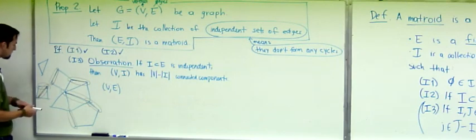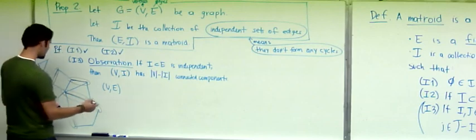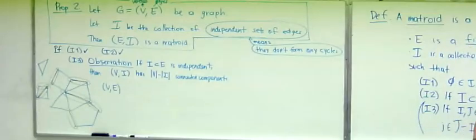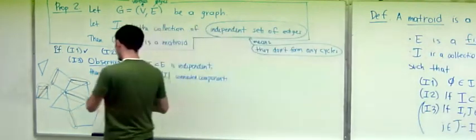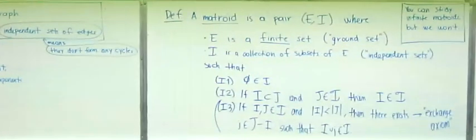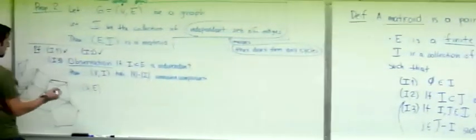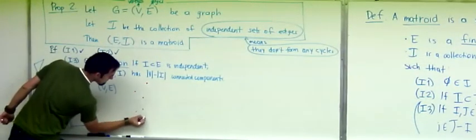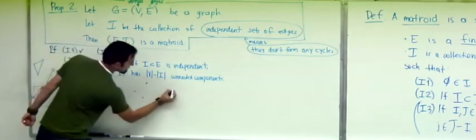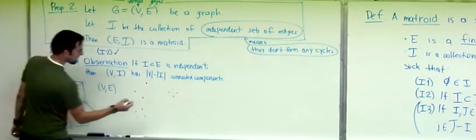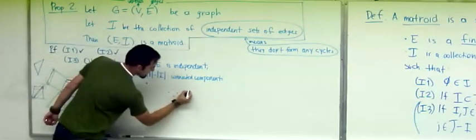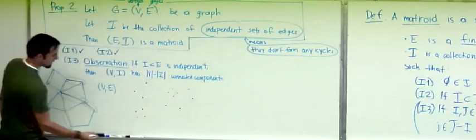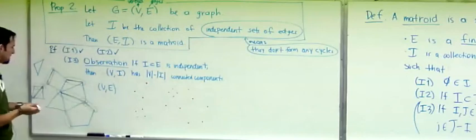What are the connected components in this case? Let me draw this subgraph V comma I here in red. Okay, so the vertices are the same. Oh, you have all those extra vertices in your subgraph. So this is my first component, this is my second component, and then these are these four guys. Then I had a pentagon here. Please try to make sure that I do this correctly. It's kind of hard to do it on the spot, but I think that's right.